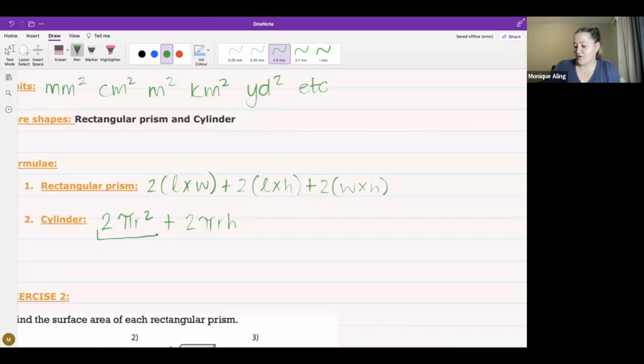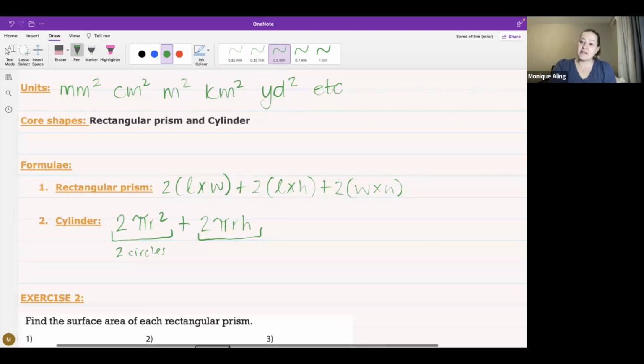So this first part of the formula, as we will recognize, is the area of a circle. I'm timesing it by 2 because I have 2 circles in a cylinder. I have the top and the bottom. So it's the area of a circle times by 2. So that's my 2 circles part of the formula. And then this half of the formula works out the rest of the area of your cylinder.